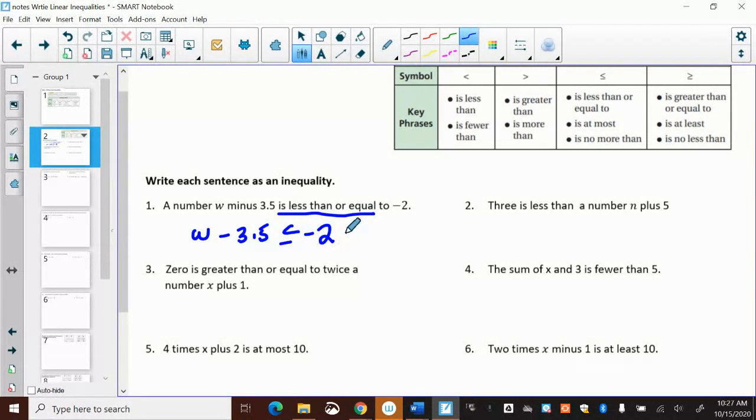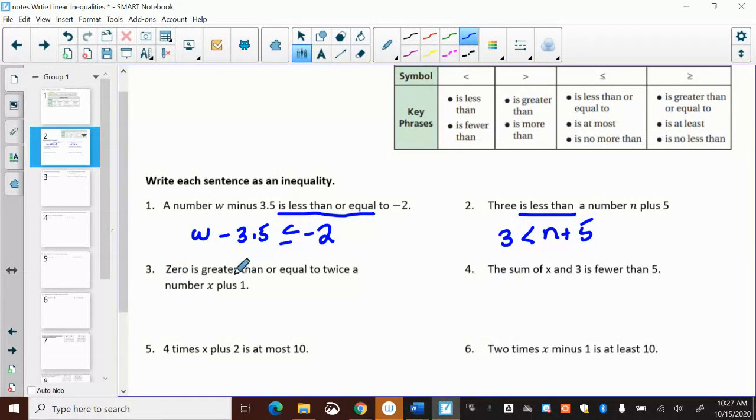Negative 2. Okay, so reading through, 3 is, there's that big word is, less than a number n plus 5. So is less than, that's the inequality, that's where it's going to go into our math sentence. 3 is 3. Less than is the symbol over here. A number n is telling us to use n plus 5.